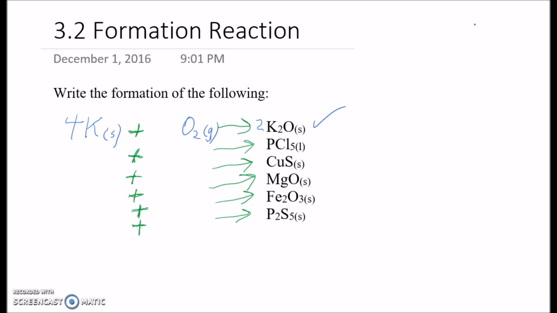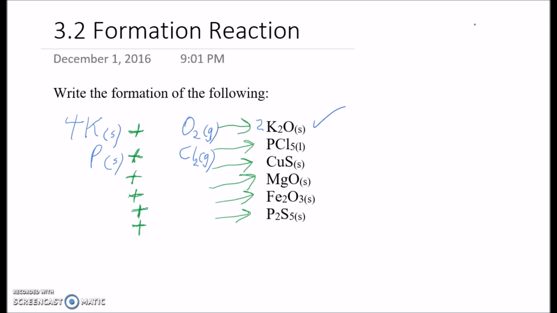Okay, let's look at this next one. So we're trying to figure out which reactants form that compound. And we can look at the other way around later, but just for now, let's look at this. We have Cl, and we have P. P is solid, Cl is gas, and it should be Cl2, right, because it's a diatomic.